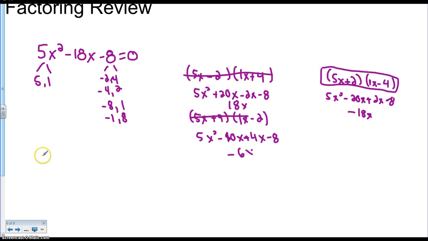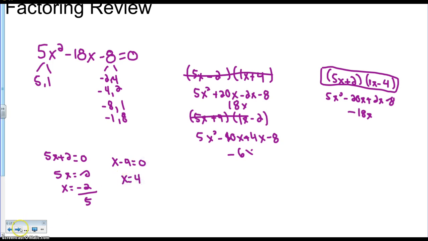So all I'm going to do is set each of the parentheses equal to 0. So I get 5x equals negative 2, so x equals negative 2 over 5. And then I set x minus 4 equal to 0, so you get x to equal 4.